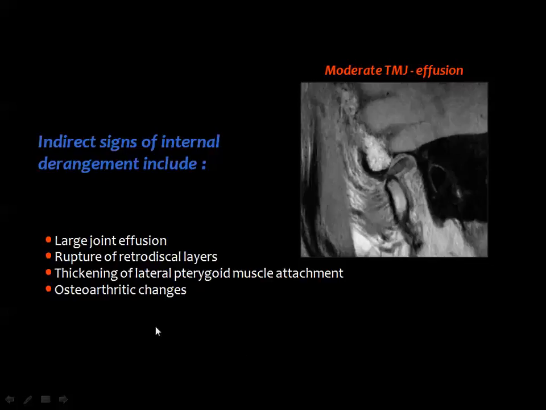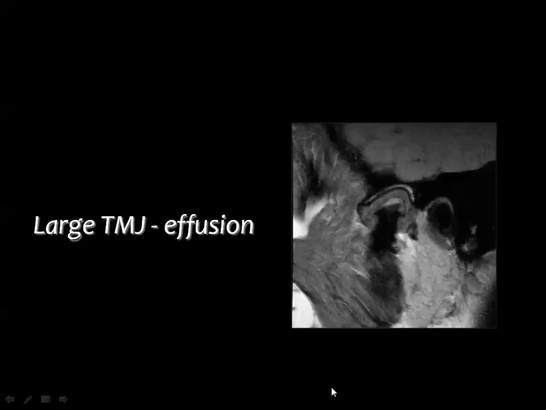If you see rupture of the retrodiscal layer or the posterior zone, which is attached to the posterior part of the disc, thickening of the lateral pterygoid muscle attachment, and of course, if you see evident osteoarthritic changes within the joint. And here you can see a significant amount of joint effusion as well as osteoarthritic changes with flattening of the mandibular head and some osteophytic lipping.